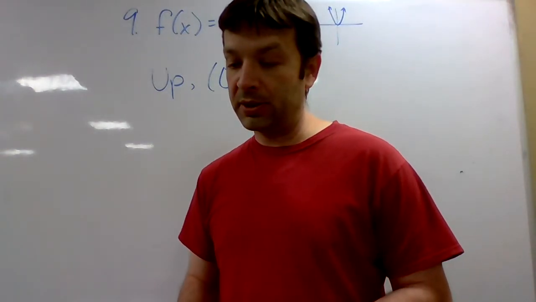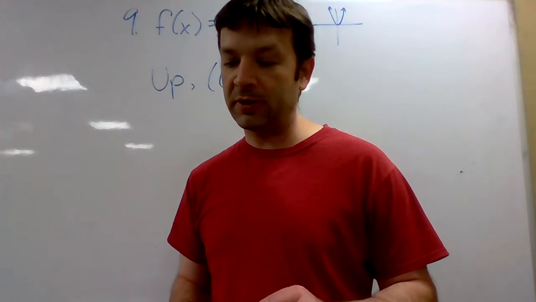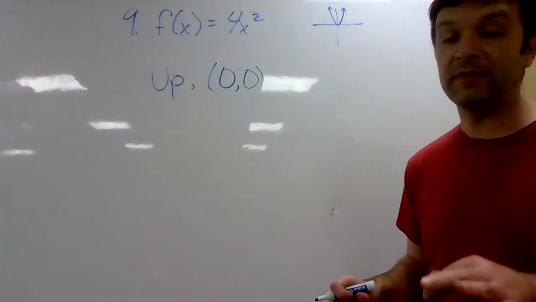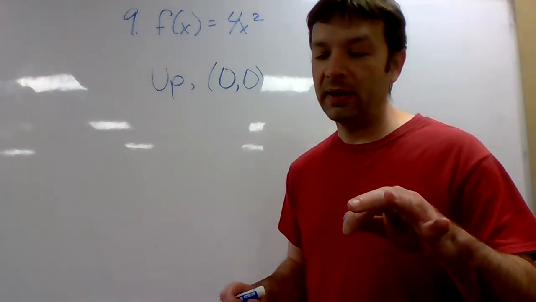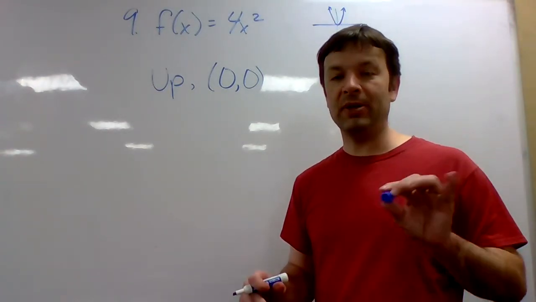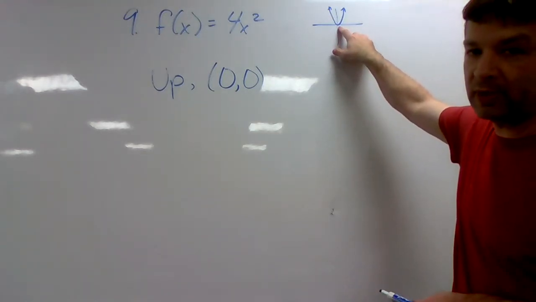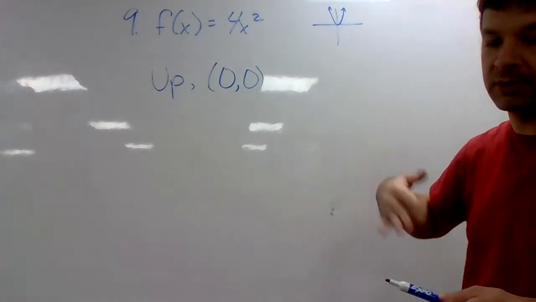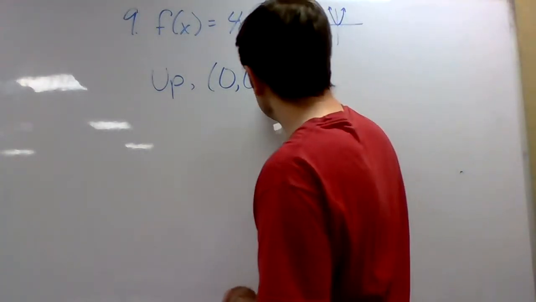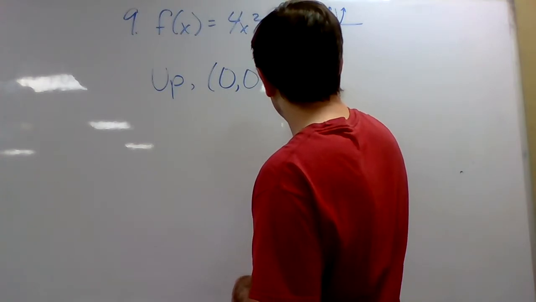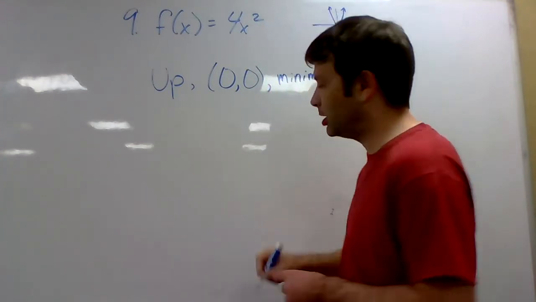All right, so this third question, it says, is the vertex a minimum or a maximum? So this bottom point, is that the minimum of the graph or the maximum of the graph? It's the bottom, so it's the minimum. Minimum.